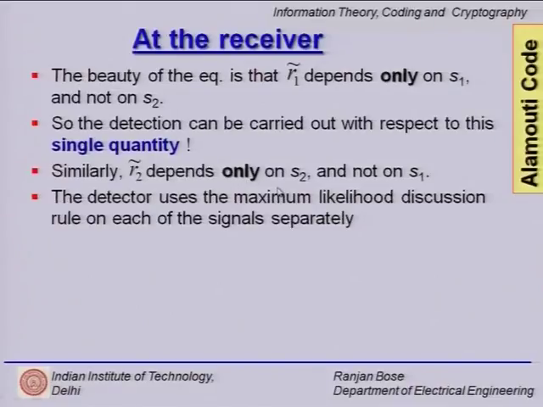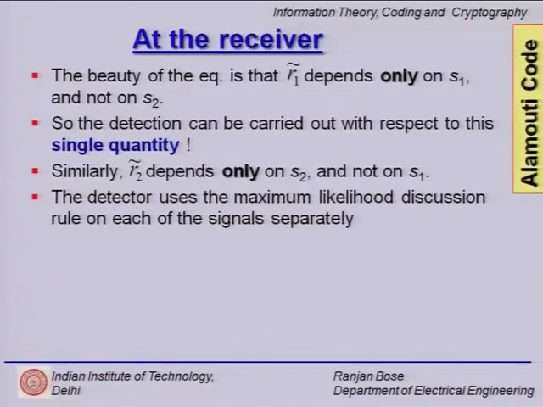If they were coupled, then I would have to search over S1 and S2 together. If there are 64 points in the constellation diagram, then the number of pairs would be 64 into 64 as opposed to only 64. So, that is the biggest advantage that we are going to get here.